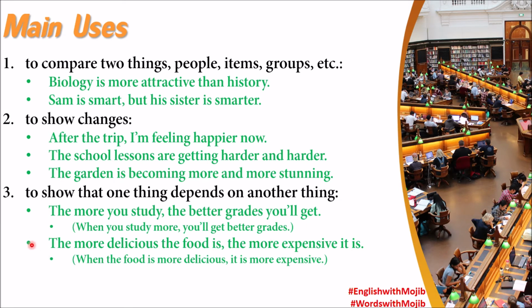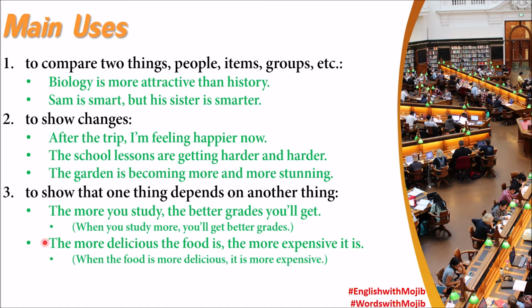Next one. The more delicious the food is, the more expensive it is. When the food is more delicious, it is more expensive. Again, we have two comparative adjectives in each part, and we are changing it to this form. The more delicious the food is, the more expensive it is.